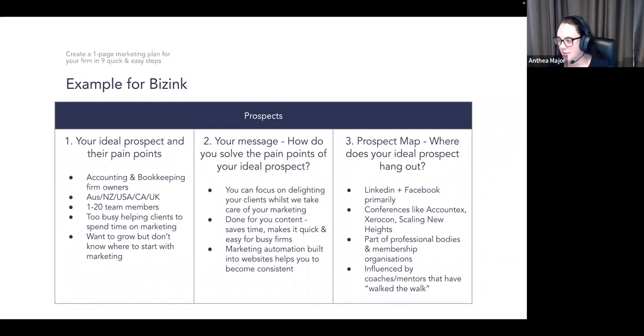And prospect map for Biz Inc, this is where our accountants are typically found. We go to certain conferences because we can meet them in person there. There's certain social media platforms, there's certain organizations, and influencers and partners as well is a very big part of marketing for us. And it's probably very underused by accountants and bookkeepers as well. There's probably other partnerships that you guys could look at there too. So that's just in noting down who you could work with as well.